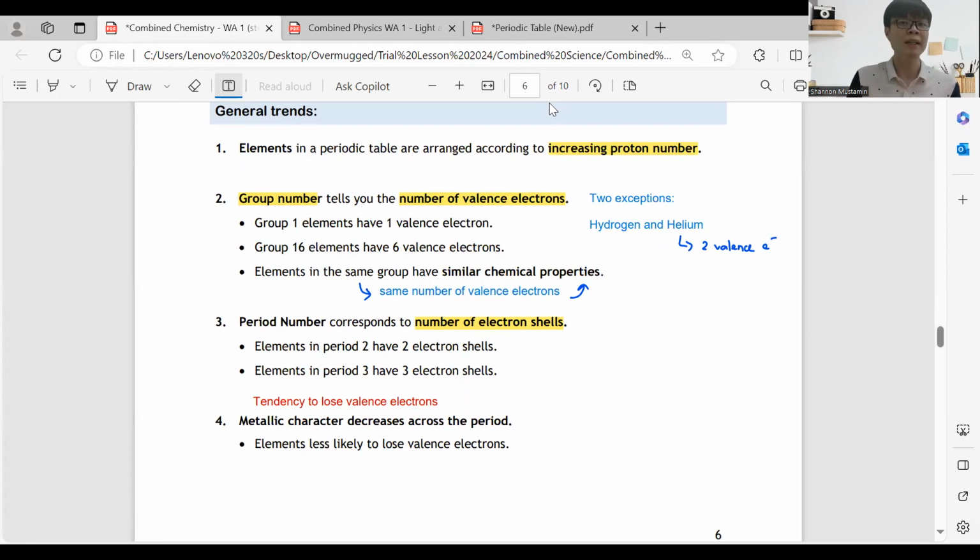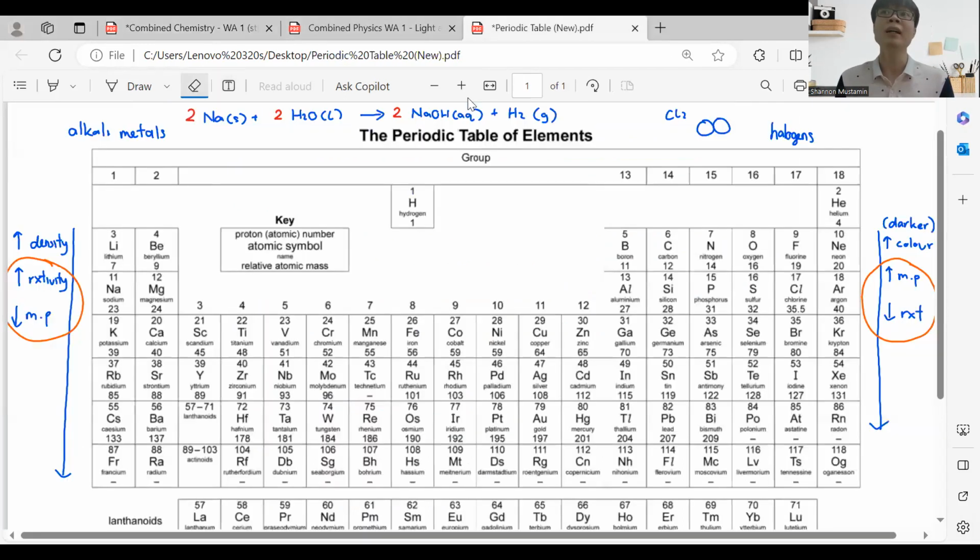If you look on the left side, your sodium, how do your metals on the left gain full shell? By losing electrons. Right? But if you look at the extreme right side, do the extreme right side elements lose electrons or not, to gain full shell? They don't. They do the opposite, they gain electrons. Instead of losing electrons, they want to gain electrons. So we say low metallic character.